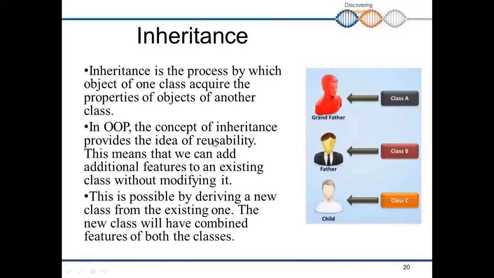In object-oriented programming, the concept of inheritance provides the idea of reusability. The benefit of inheritance is reusability, because if class B has some features of class A, then we do not have to write them again, and we can use them with the help of inheritance. This means that we can add additional features to an existing class without modifying it. This is possible by deriving a new class from the existing one. The new class will have the combined features of both classes.